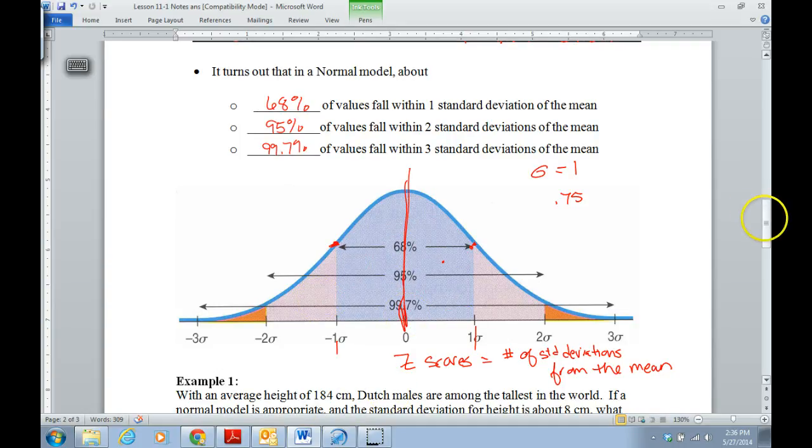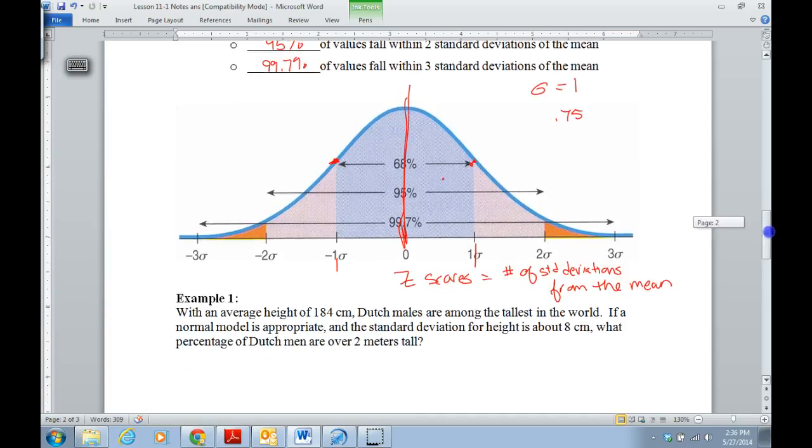So, for example, we have this lovely one here. With an average height of 184 centimeters, Dutch males are among the tallest in the world. If a normal model is appropriate and the standard deviation for the height is 8 centimeters, what percentage of Dutch men are over 2 meters tall?